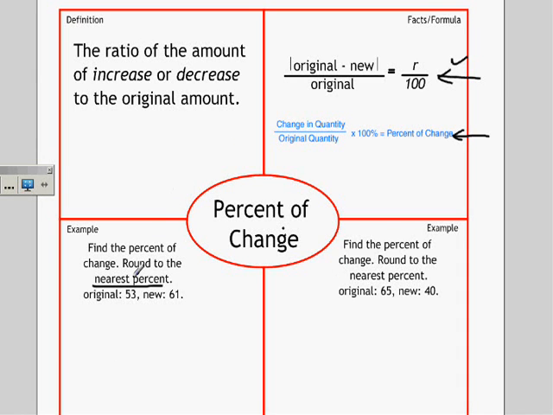Looking at this first example, because the original was lower than the new, this is going to be an increase. That's the best way to see it. It's a 15% increase. So if the original is lower than the new, it's an increase. If the original was higher than the new, then it's a decrease.